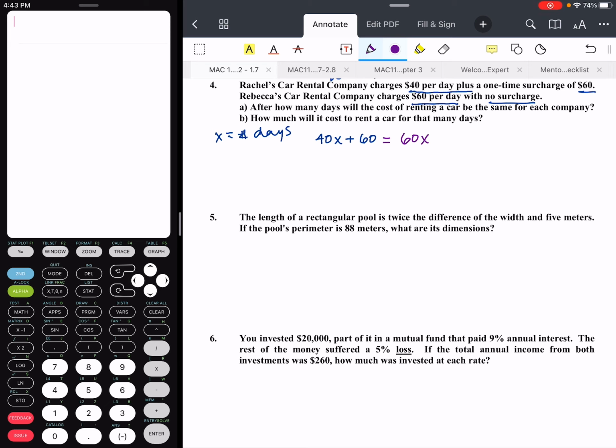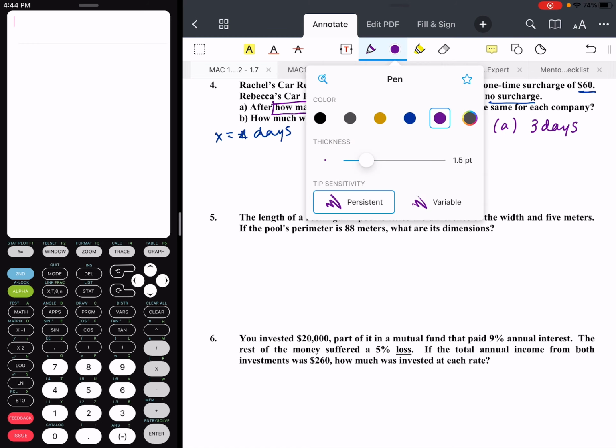So if we solve this equation for X, that will give us the number of days, right? That's our variable we're looking to solve for. So if I subtract 40x from both sides, it gives me 60 equals 20x. Divide both sides by 20, I get x equals 3. So my answer to part A will be 3 days.